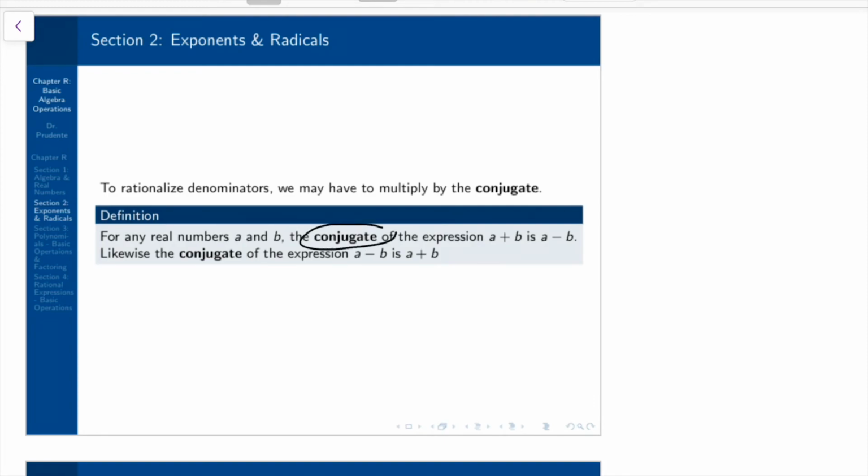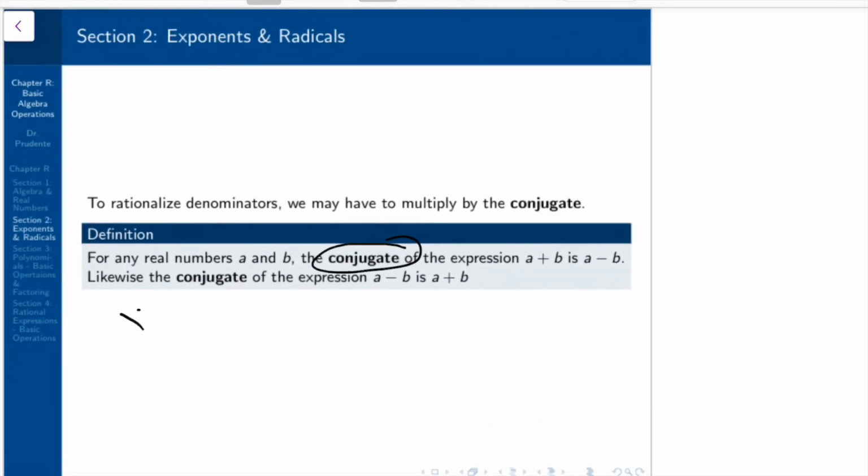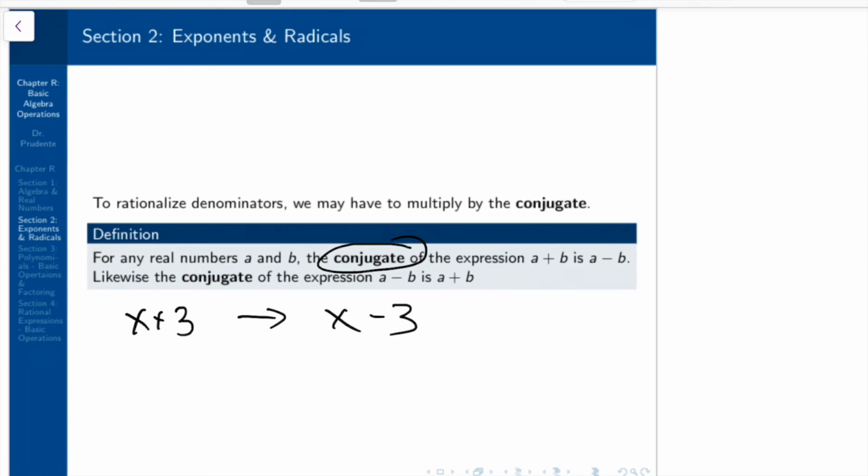One idea that we want to talk about is something called the conjugate. If we have any expression, a plus b, its conjugate is a minus b. So, for example, if I look at x plus 3, its conjugate would be x minus 3. The exact same expression with the middle sign changed. Likewise, if I have an expression a minus b, its conjugate is a plus b. So if I have something like negative x minus 4, its conjugate would be negative x plus 4.